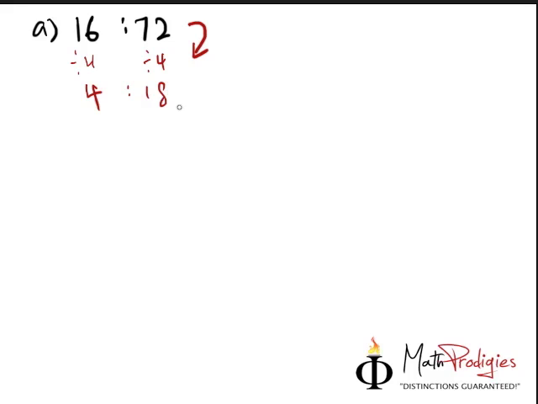Can we go further? Yes, we can. We can divide it by 2. So we have 2 is to 9. And that's it. If you got the answer right, give yourself a high five because you are a math prodigy. Good job. Now for part B, let's take a look at the part B question.